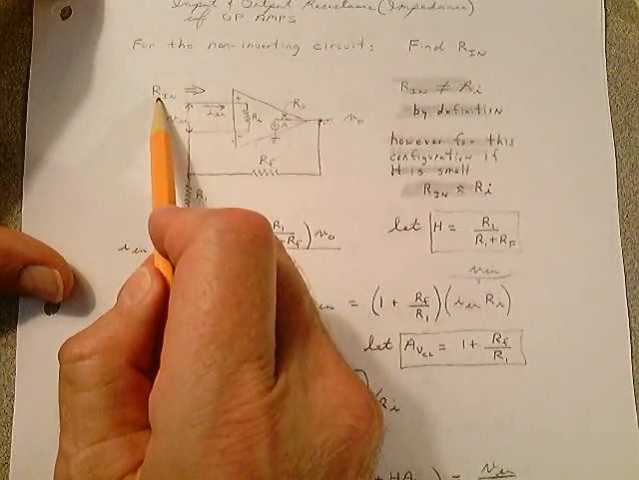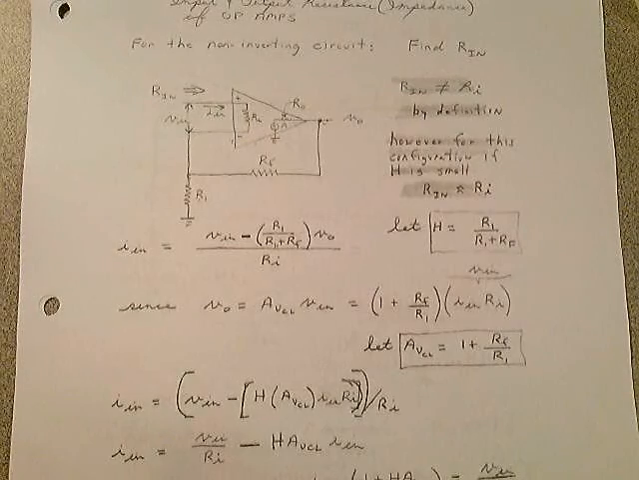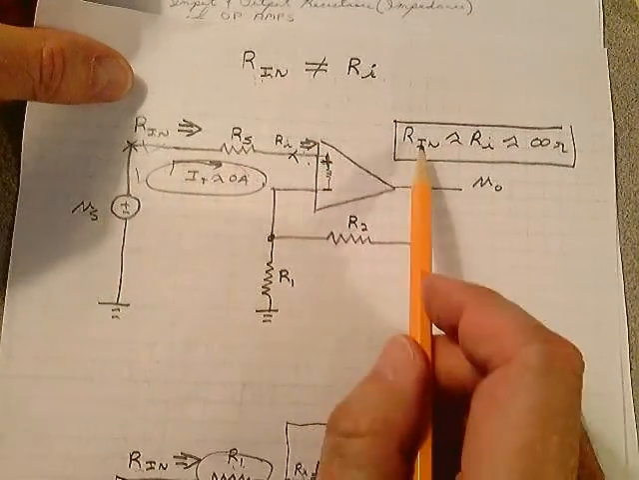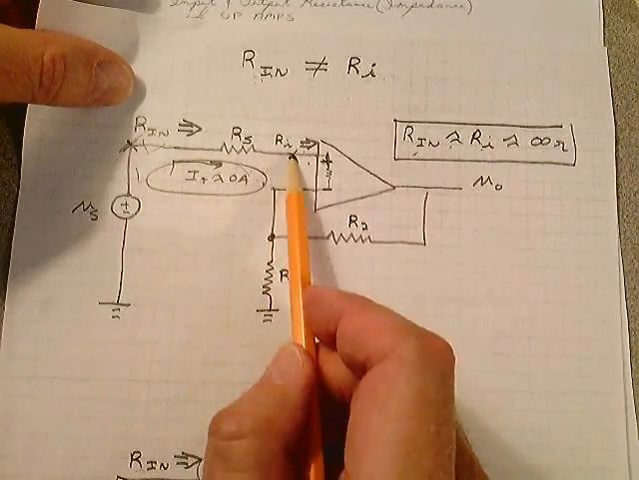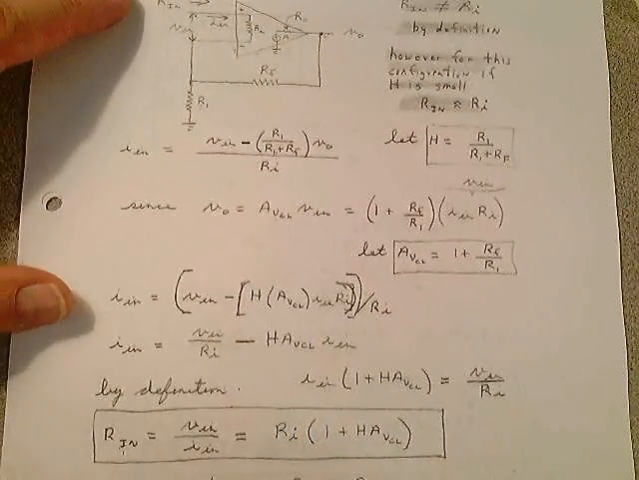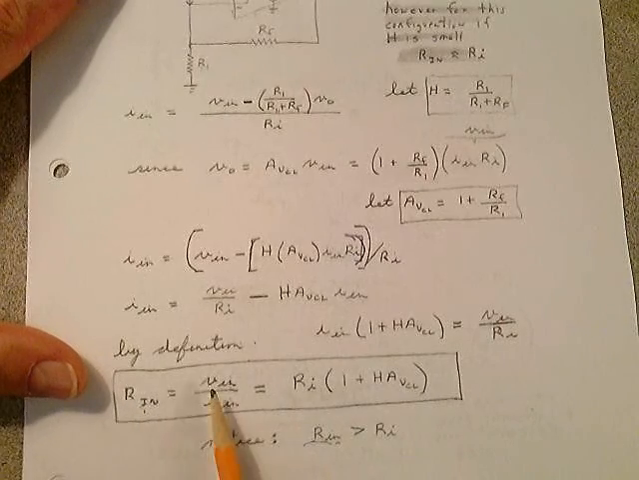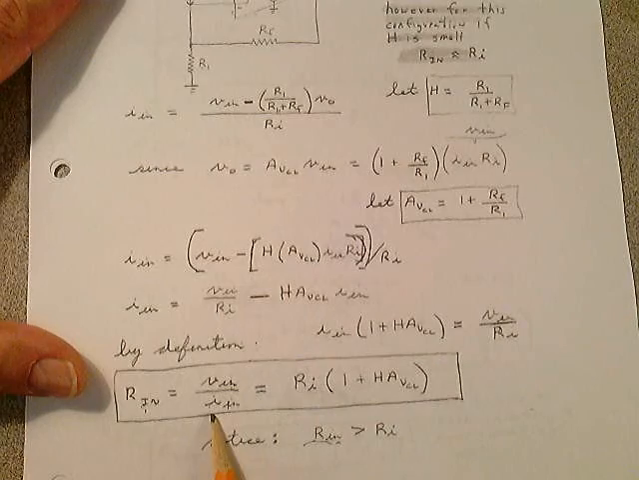What is Rn for a non-inverting circuit? Well, I already told you that for a non-inverting circuit, you can basically say Rn is approximately equal to Ri, because it's a series circuit between that point and that point. But why? Well, if you go through the analysis here, you can see that Rn is simply equal to Vn over In.